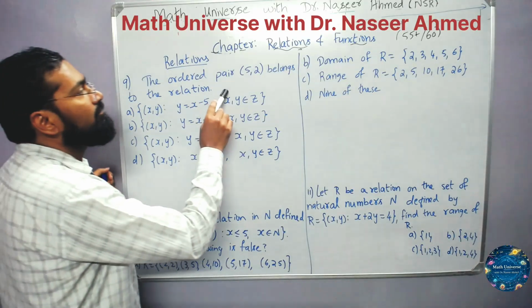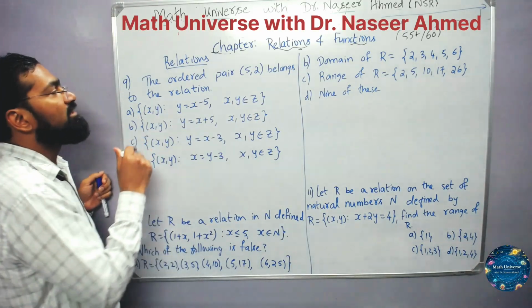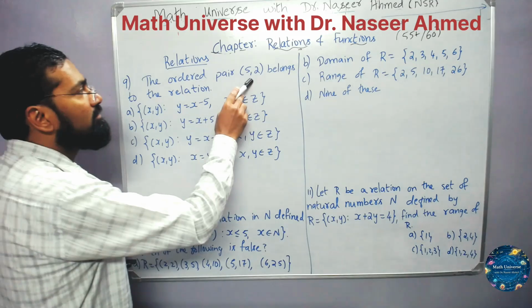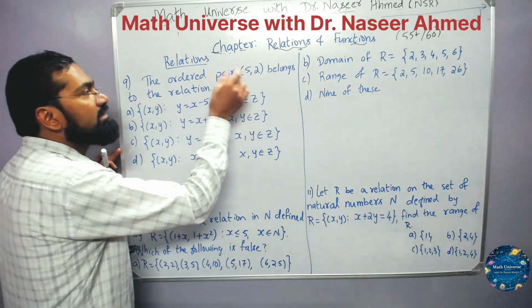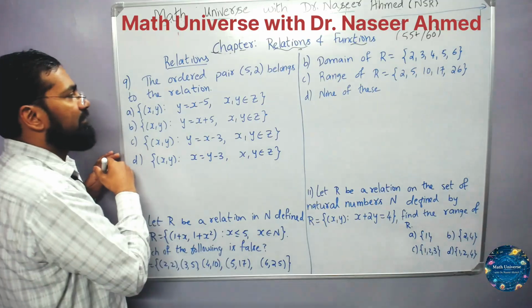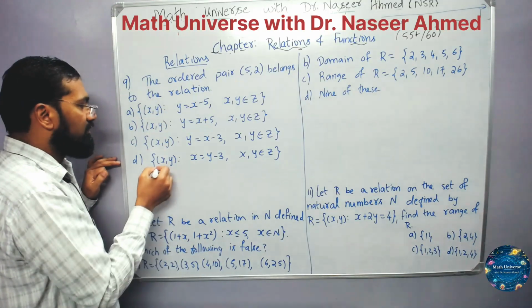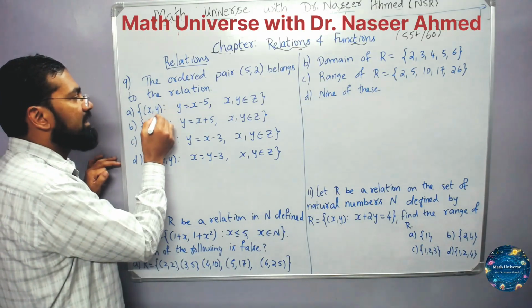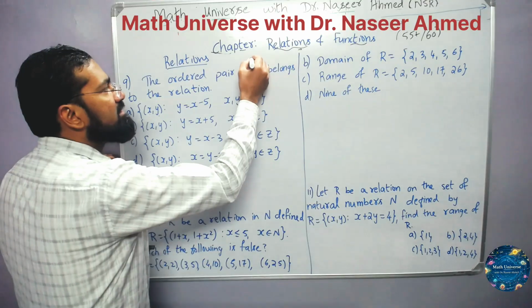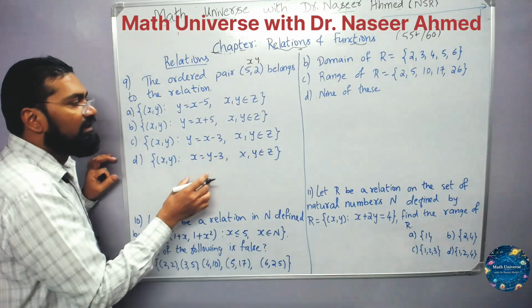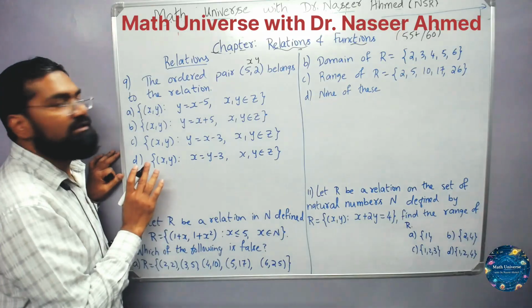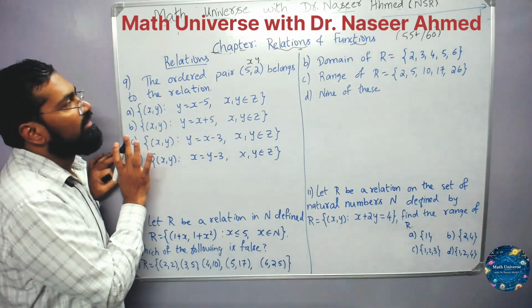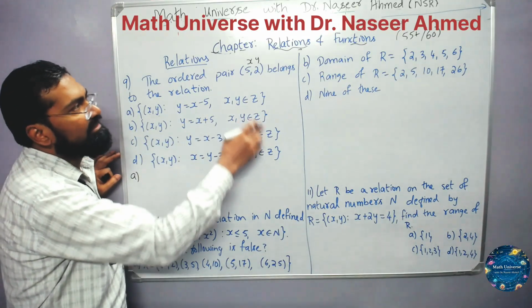The ordered pair (5, 2) belongs to the relation. So, this pair will belong to which relation? Very simple. Just take this pair. As you can see, in all these ordered pairs, the first element is x, the second element is y. Substitute here. The option which will satisfy will be our relation. And both are integers.